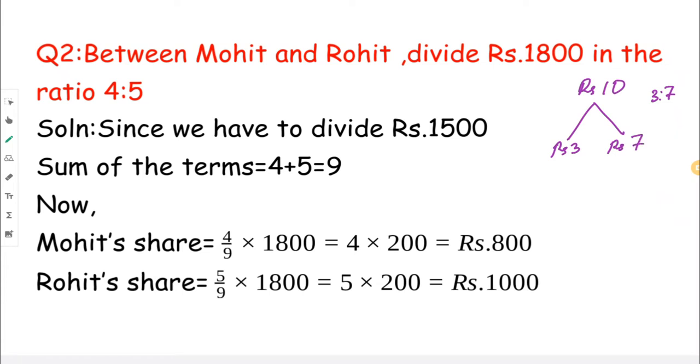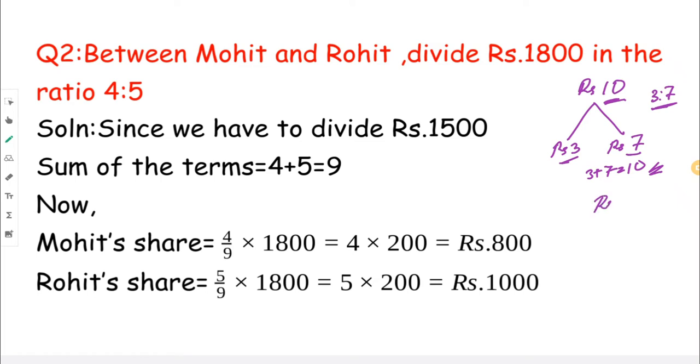So what did we do here? We divided these rupees 10 into 10 equal parts. 3:7 means what? 3 plus 7 is 10, right? So these rupees 10 have been divided into 10 equal parts. That's why we know that your first friend will receive 3 rupees, and your other friend will receive 7 rupees. Let's do one more.